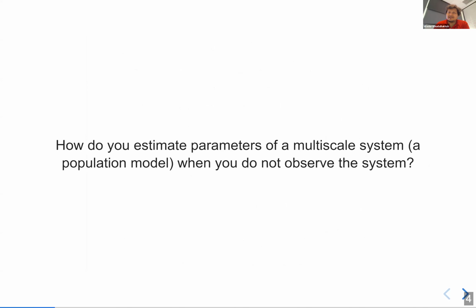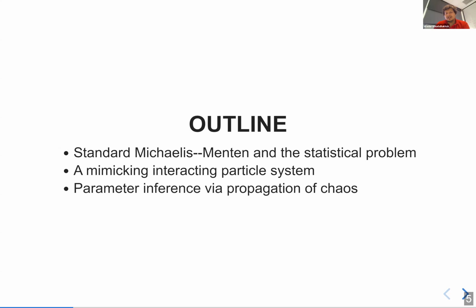Now, when you have a multi-scale system like that, and my prototypical example would be a Michaelis Menten type enzyme kinetic reaction, you are inherently not observing some of the reactions that are fast. So you will potentially observe only the slow reactions. Then a question from a statistical perspective is, how do you estimate parameters of such a system when you don't observe the system? That's the main question that I would like to answer through the example of a Michaelis Menten enzyme kinetic.